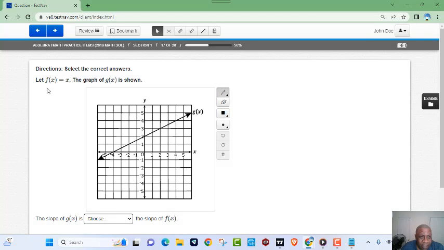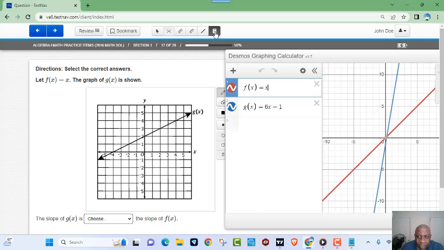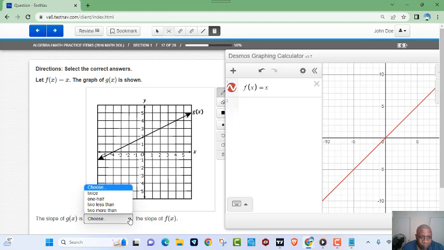All right, let f of x equals x. The graph of g of x is shown. Okay, so again, if we pull up DESMOS, see f of x goes straight through the origin here. And then it says the slope of g of x is, what are the answers here? Well, this slope is rise 1, run 1, rise 1, run 1, rise 1.